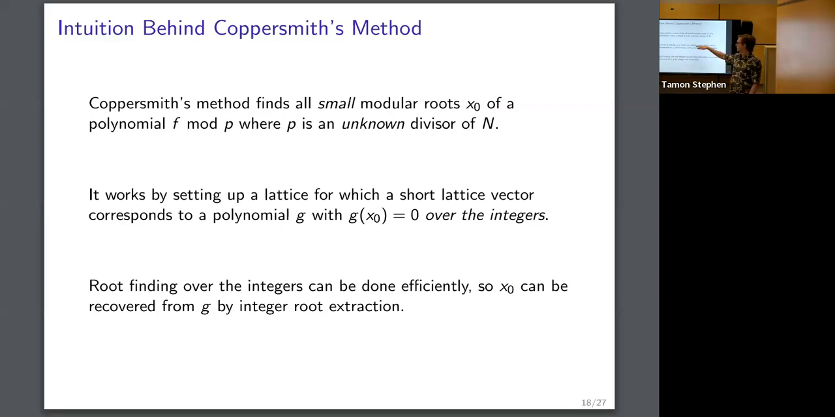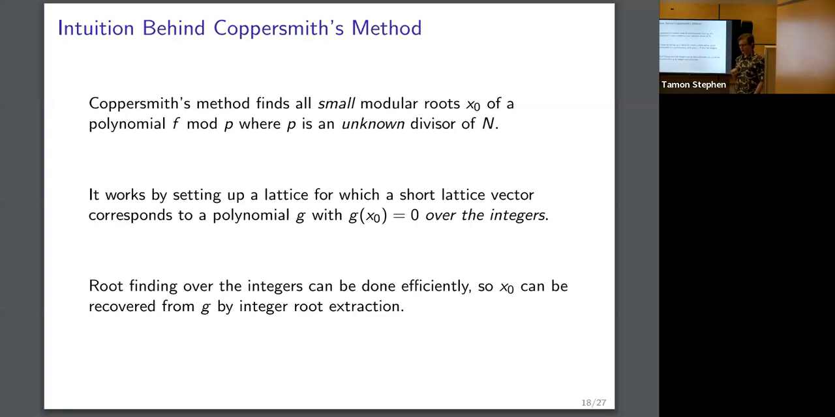Given a polynomial, you can factor it modulo p. You can definitely find the roots mod p. But if you don't know p, and we just know a multiple of p, this is a very difficult problem. But Coppersmith comes up with this very clever way of finding not all the roots, but at least the small roots. So in absolute value, you can find all small roots of f mod p. It returns the roots, but not p. But we're going to use it to actually find p. We don't know p here. That's the whole point. Okay, so how does it work?